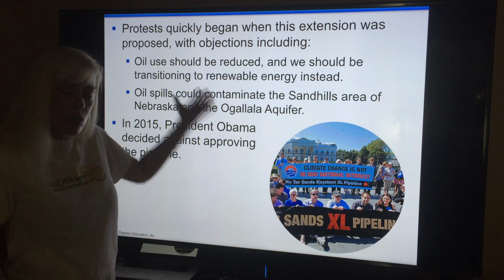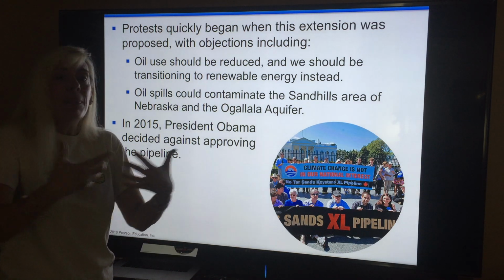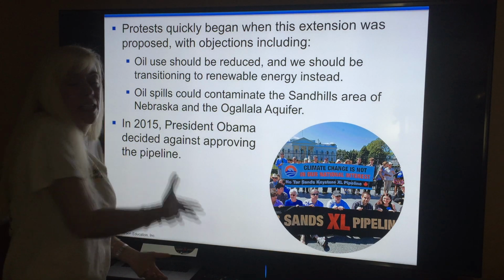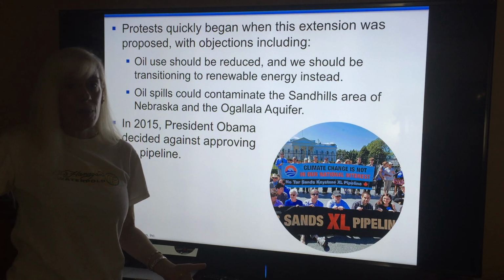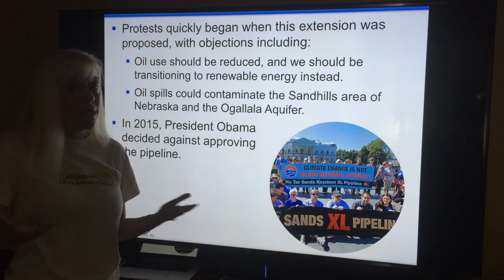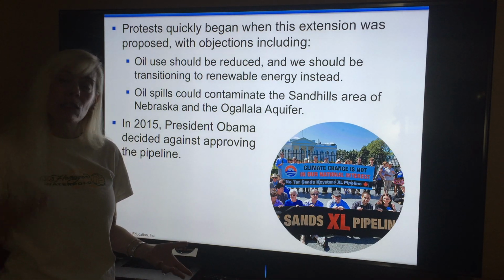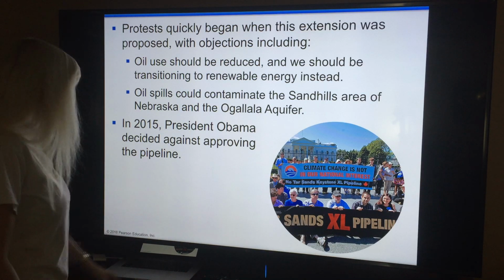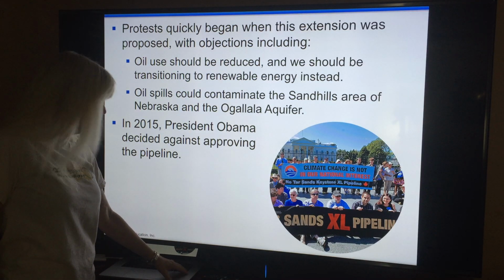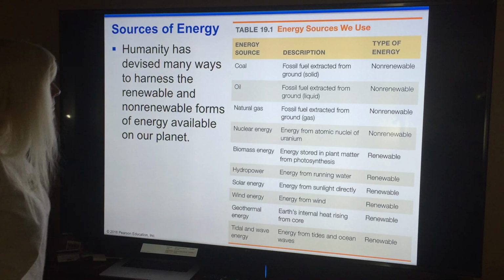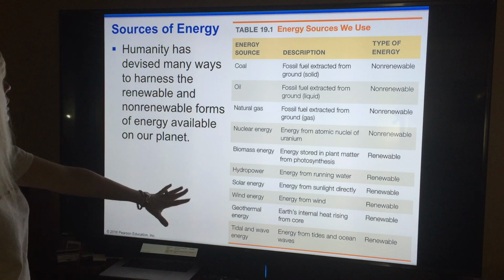Because look at it, I mean, how long was that pipeline? Pipe things fit together. It's not like they had a continuous 3,000 mile pipe. No, it has to join together and crap happens and it spilled, and that's just a cluster boo-boo, okay? So here are energy sources we use.